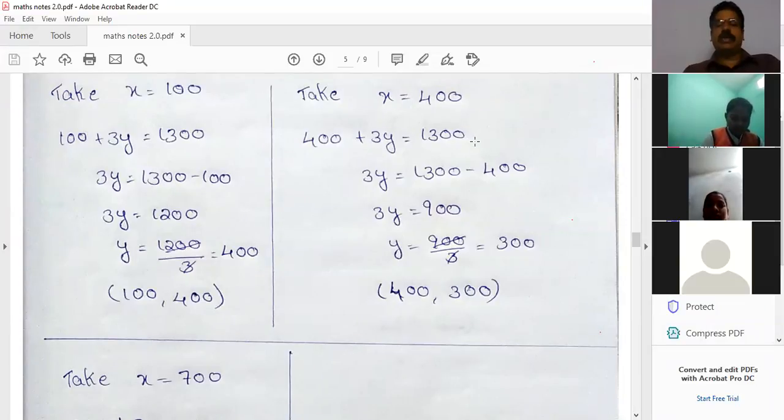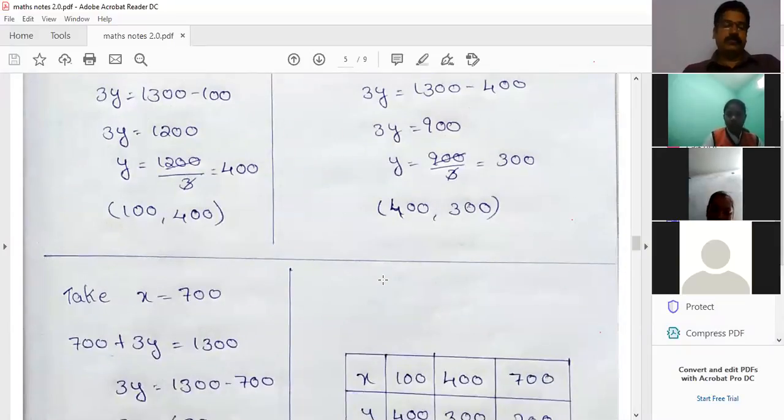400 plus 3y equal to 1300. If I transpose, it becomes minus 400. 3y equal to 1300 minus 400, 3y equal to 900, y equal to 900 by 3, 300. My second solution is 400 comma 300.